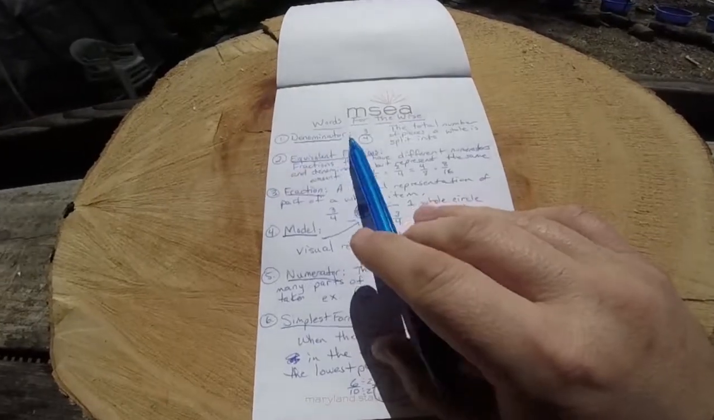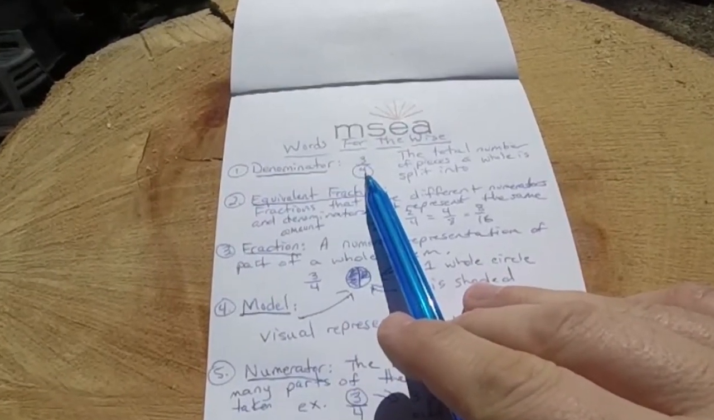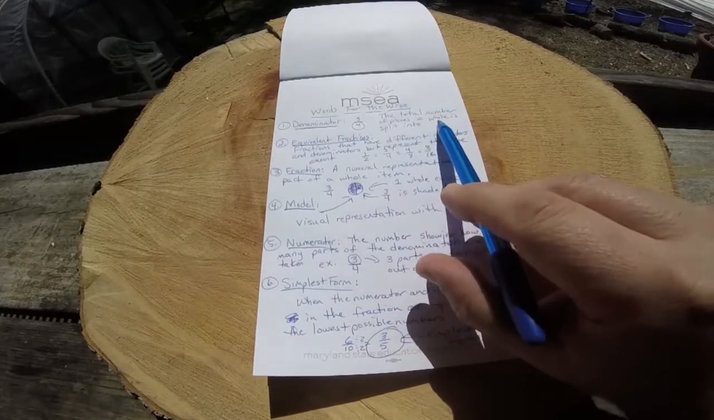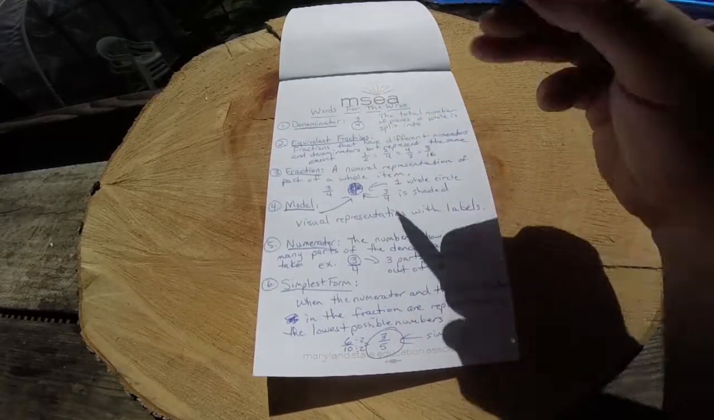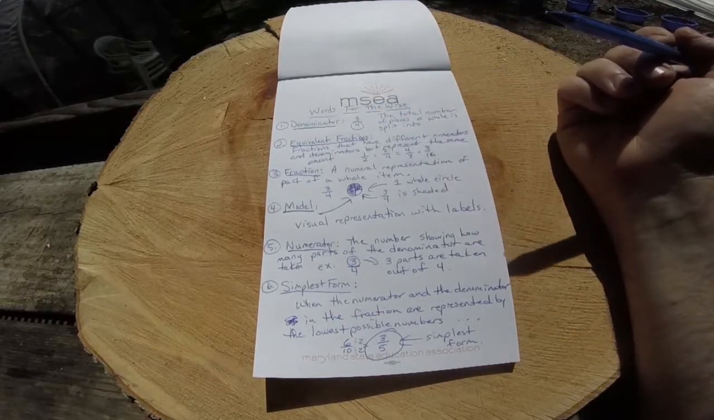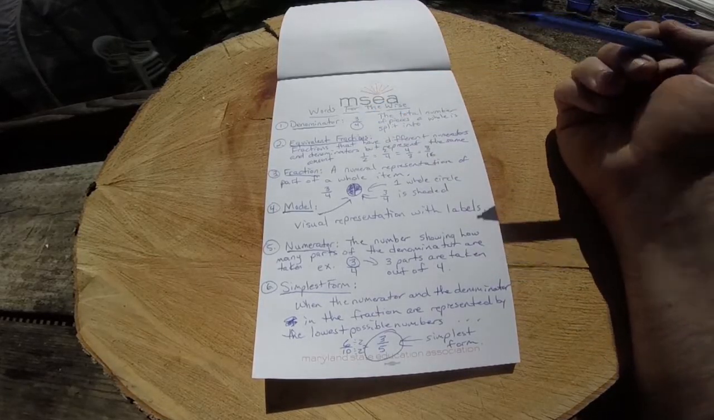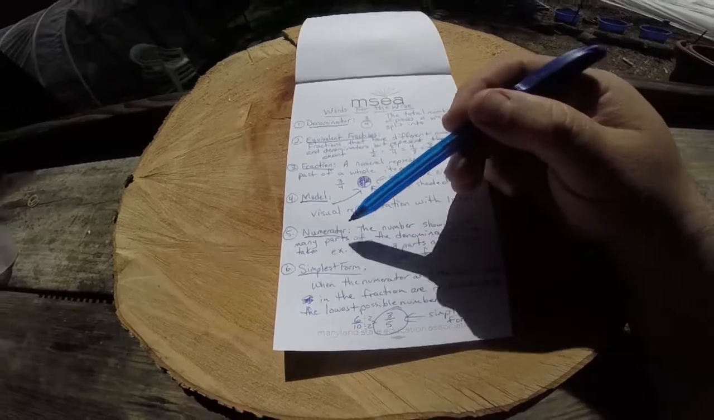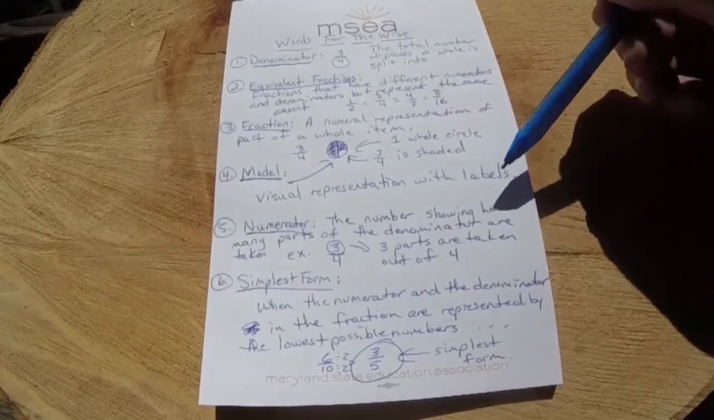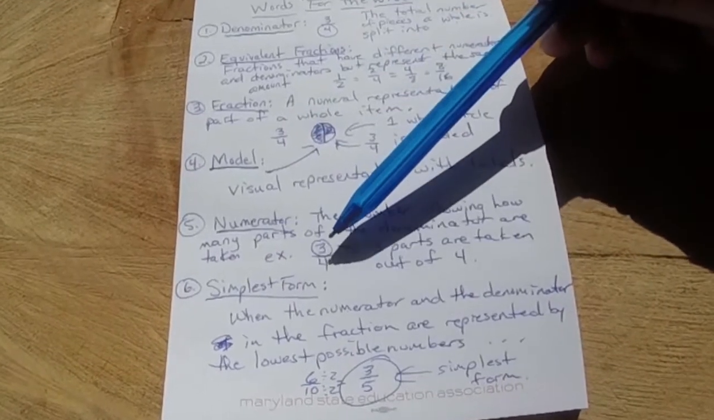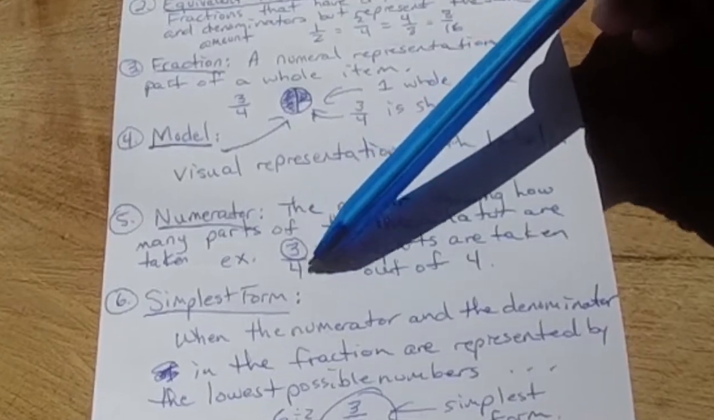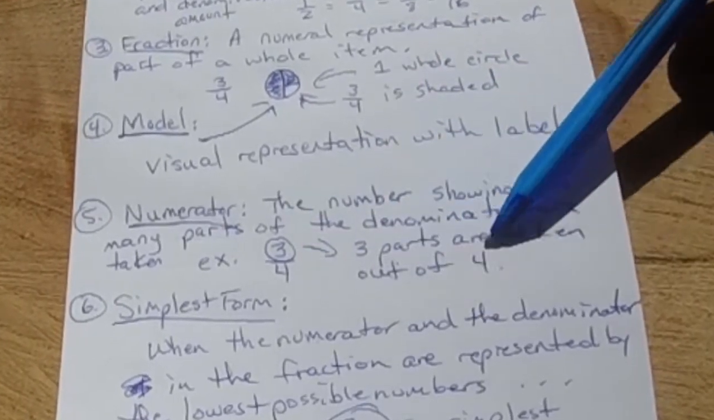As far as our denominator is concerned, I circled the denominator. It's the number underneath the fraction bar, the total number of pieces a whole is split into. So whatever object we're talking about, this is the total number that it's split into. We're going to jump down to numerator. The numerator is the number showing how many parts of the denominator are taken. For example, we have 3/4, the same as up here, but we have 3/4 here. 3 parts are taken out of the 4.